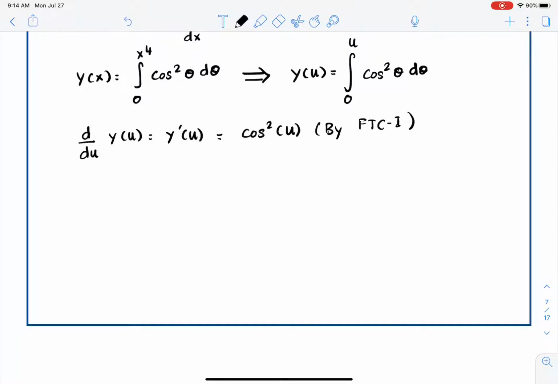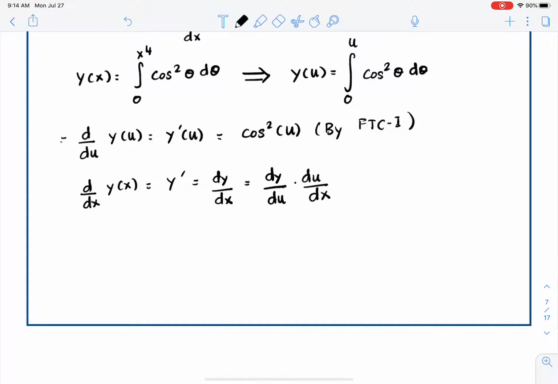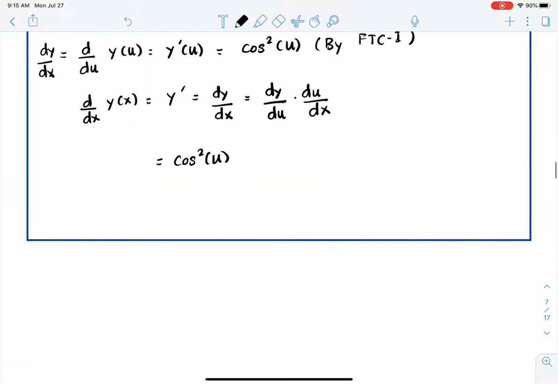But we want to find the derivative of y as a function of x. In other words, y prime, in other words, dy over dx. But I could write dy over dx as dy over du multiplied by du over dx. I know dy over du, which is right over here, and that is cosine squared u. I also know du over dx from earlier, which is 4x cubed. So y prime is cosine squared of x raised to 4 multiplied by 4x cubed.